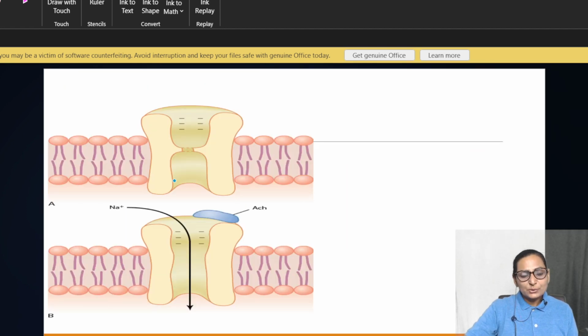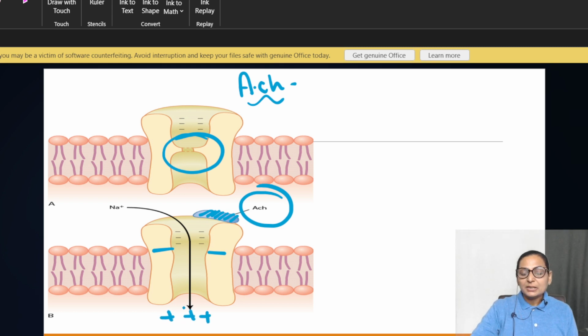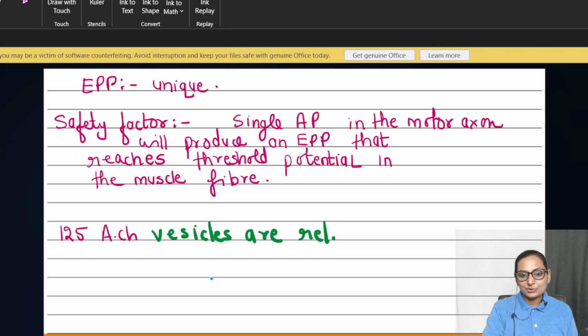Now you can see that this is your acetylcholine gated channel. Once the ligand binds over here, this is the acetylcholine which is binding, resulting in the opening of the channels which were initially closed. Sodium can now come inside. Once the sodium comes inside, that means positivity is coming inside, and this positivity is going to convert a local potential into an action potential.